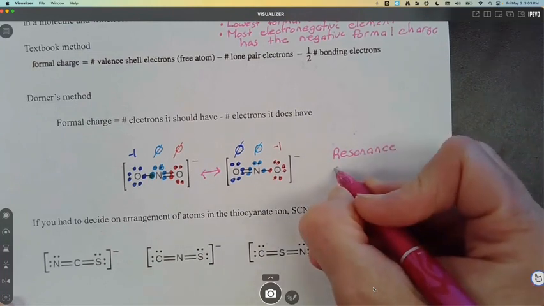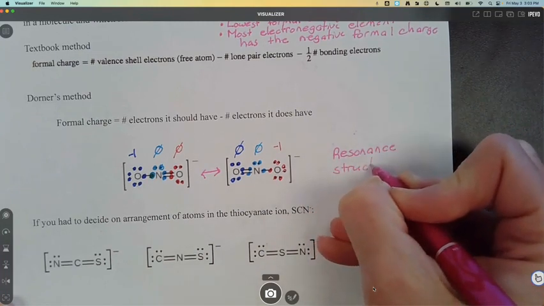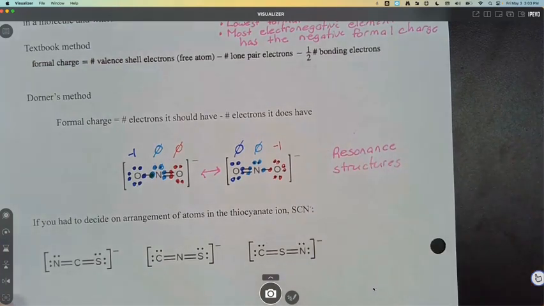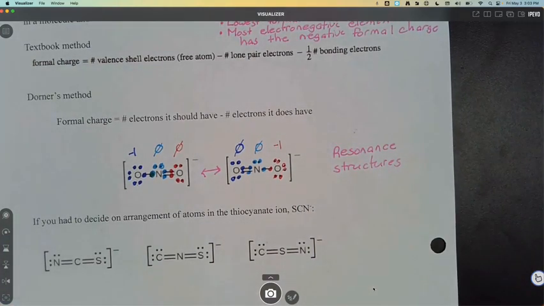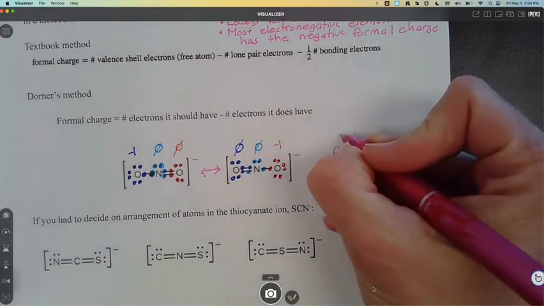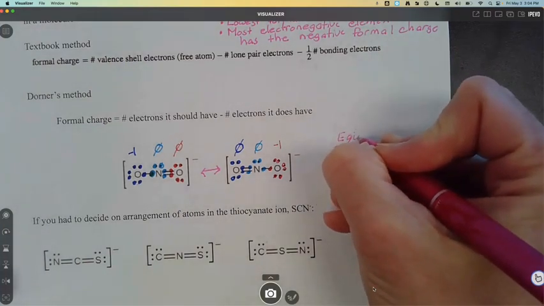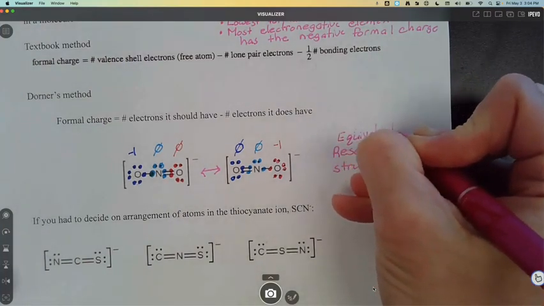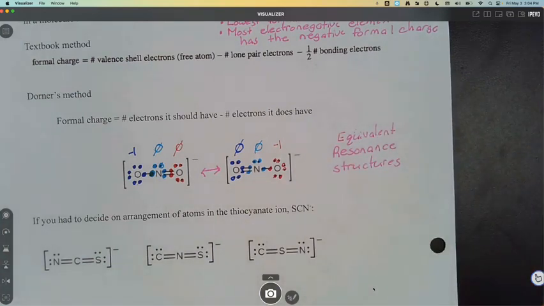These are going to be resonance structures. If one of them had come back better than the other, then we'd have to decide which of them was the more preferable condition. So one of the uses of formal charge is to decide if two resonance structures are equivalent to one another. These things are equivalent resonance structures.